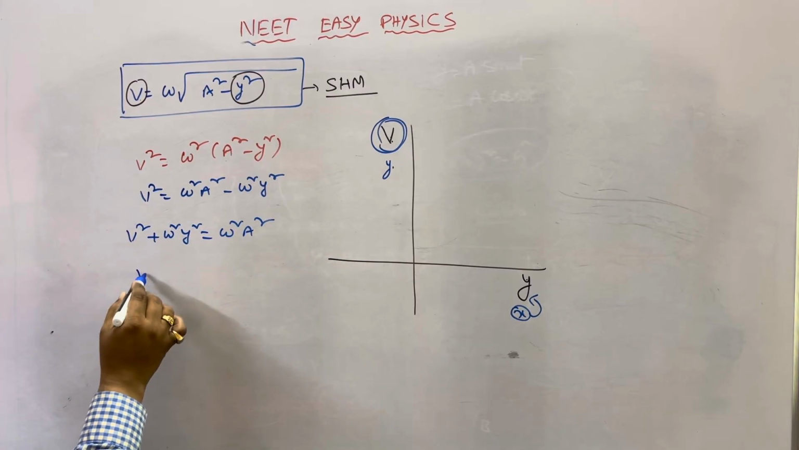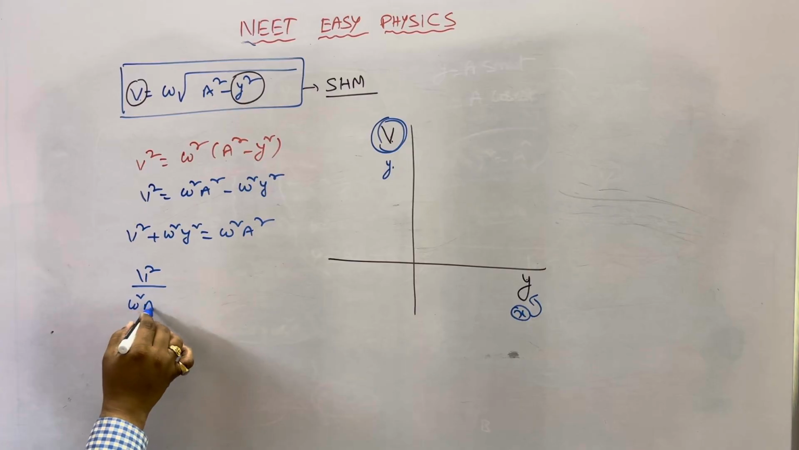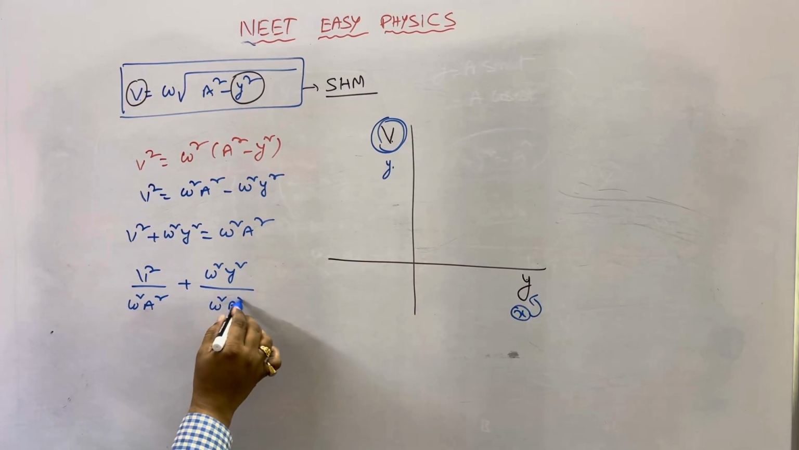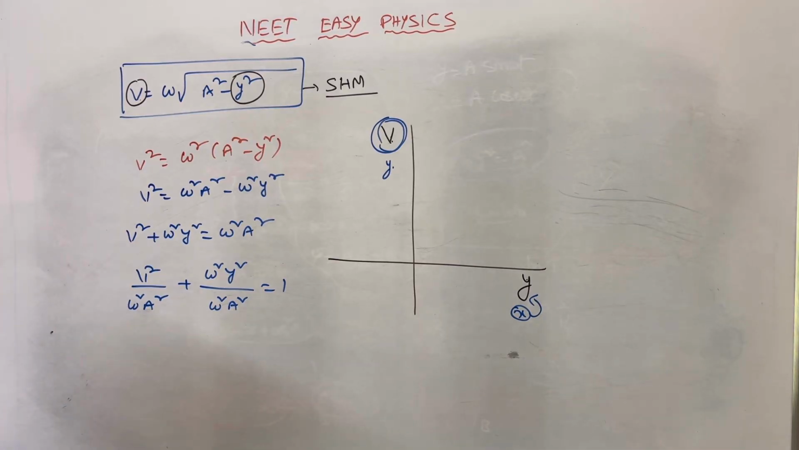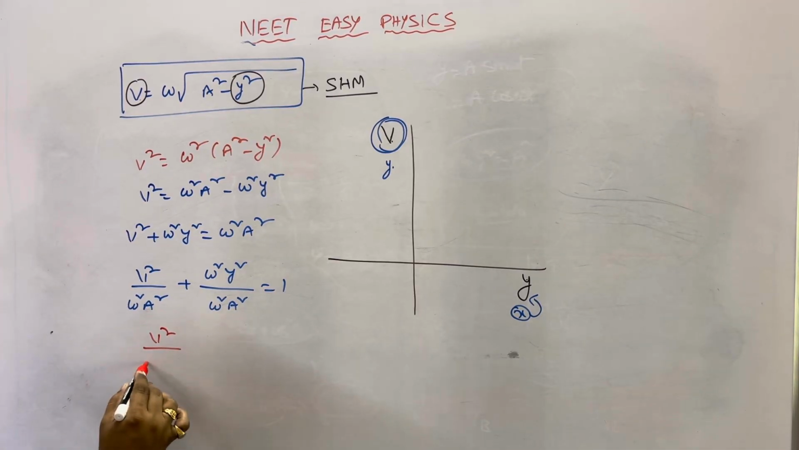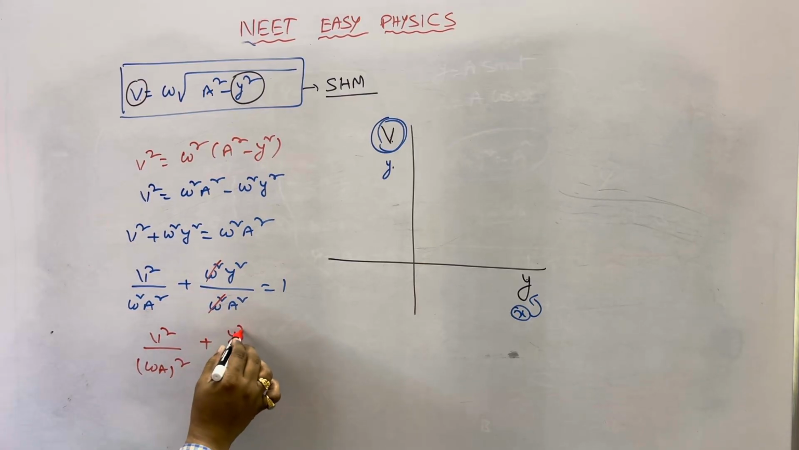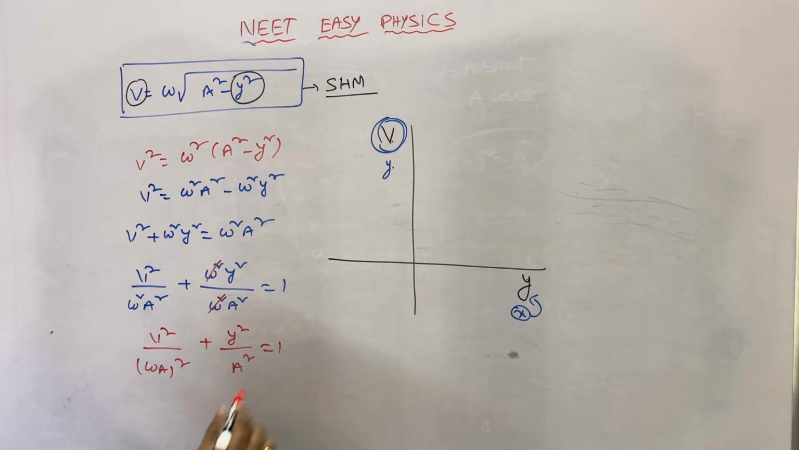Divide by omega square a square: v square by omega square a square plus omega square y square by omega square a square equal to 1. So v square by omega a whole square plus, since the omega square cancels, y square by a square equal to 1.